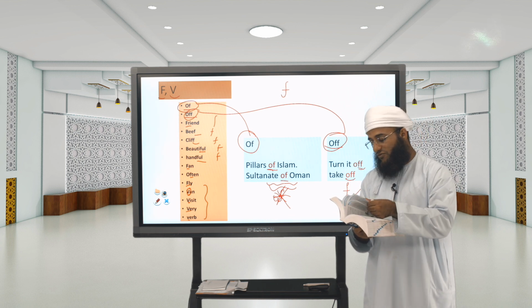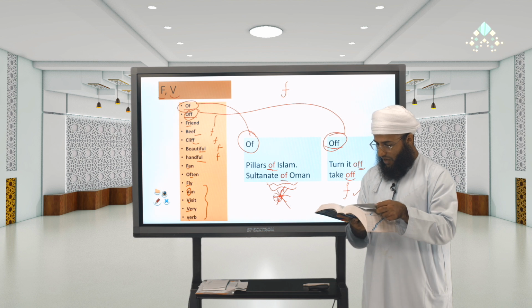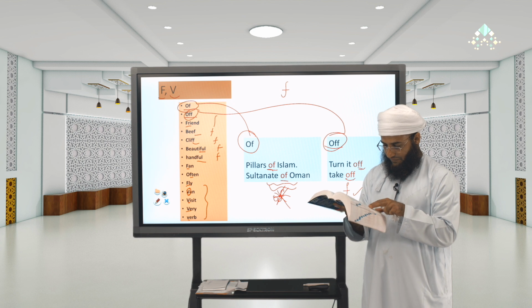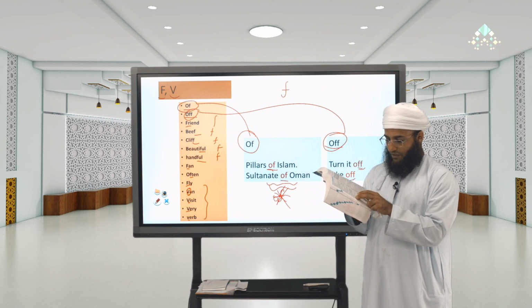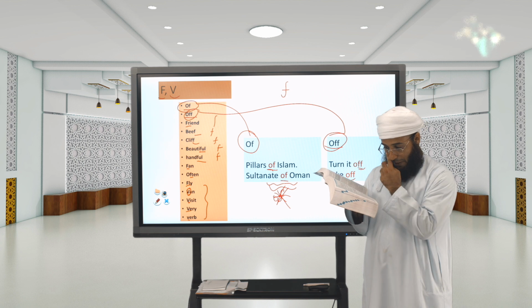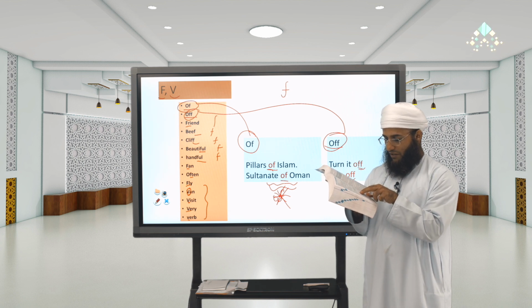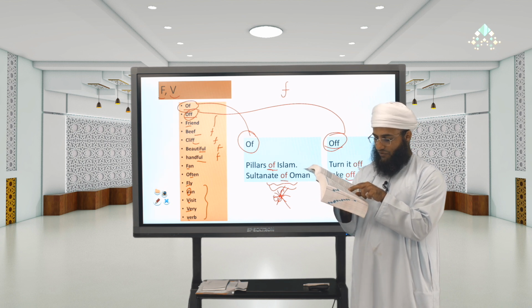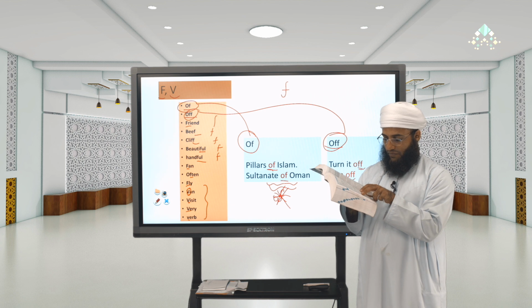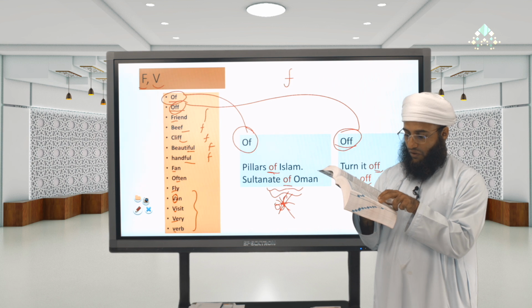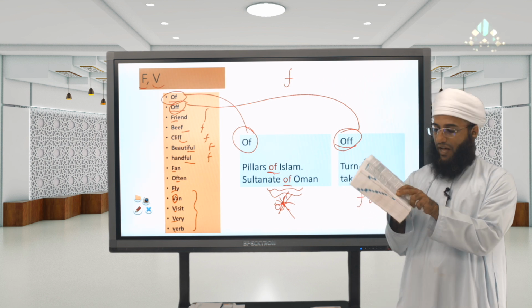Of or of. How do you pronounce O-F? Let me show you. Here it is. It's here. Of. It's "of". Strong. Preposition. Prep means preposition. Harf jar. Used to show what a part belongs to or comes from. For example, the back of the house. The back of the house.